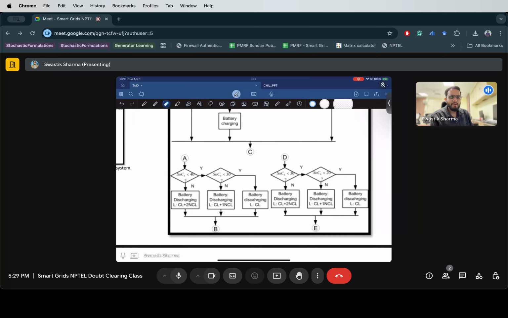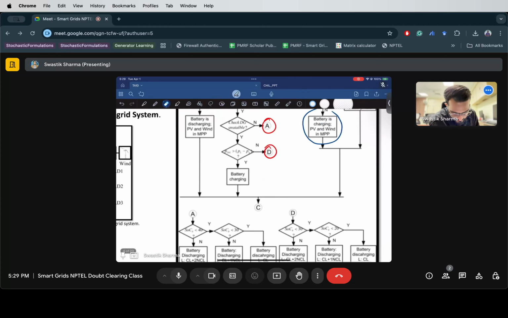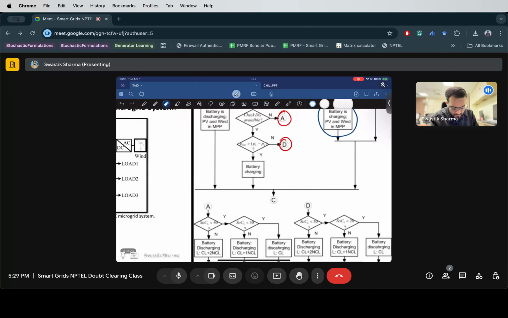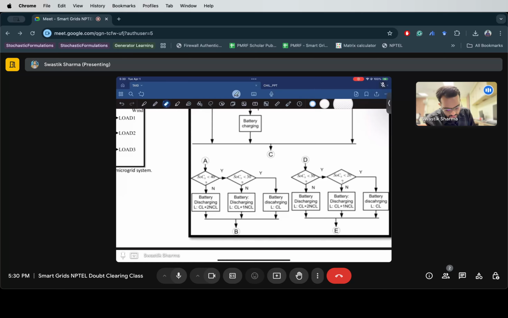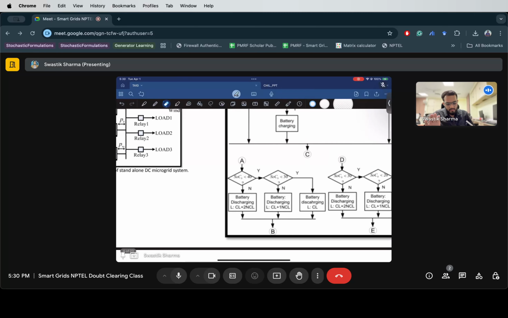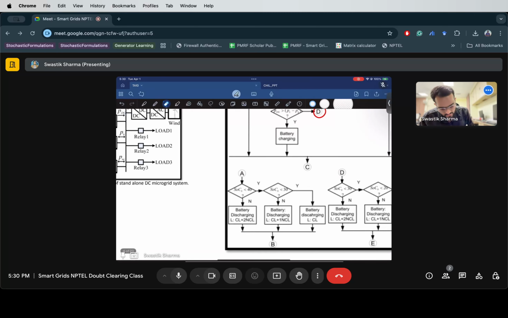In A, we check if the battery's SOC is less than 40 or not. If the battery's SOC is not at 40, let's say, and we are at this position, we continue discharging the battery, but we make sure we shed some load, right? We make sure the load is shed in such a way that all the critical loads are being met. Let's say this is a critical load, and this is a non-critical load.